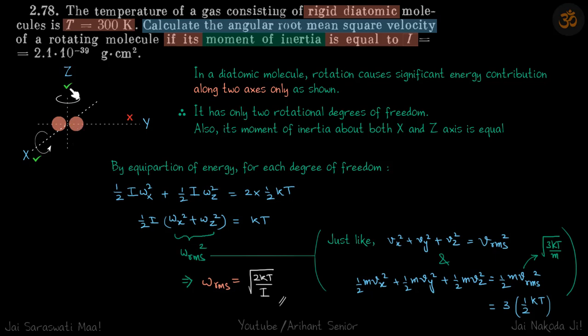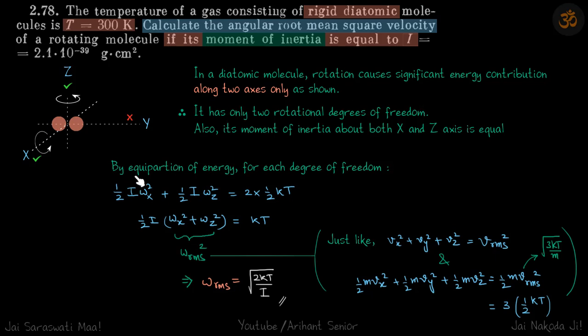So its moment of inertia is clearly about one of these two axes, either x-axis or z-axis, because moment of inertia along this axis is going to be 0. So let's read that. In a diatomic molecule, rotation causes significant energy contribution along two axes only as shown. Therefore, it has only two rotational degrees of freedom. And also its moment of inertia about both x and z axis is equal.